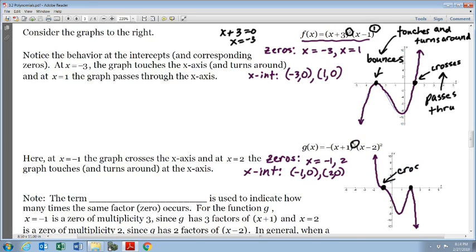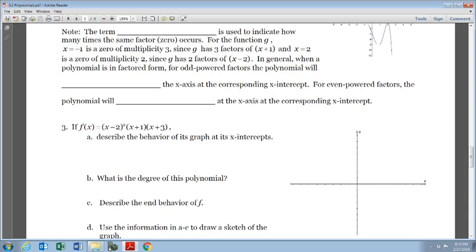So notice when our exponent is 3, the corresponding intercept, negative 1, 0, notice it crosses there. Again, that's an odd exponent. And when it's 2, an even number, it bounces. So it looks like we have a pattern here, and in fact this is going to be true. Let's move on and let me make a summary here.